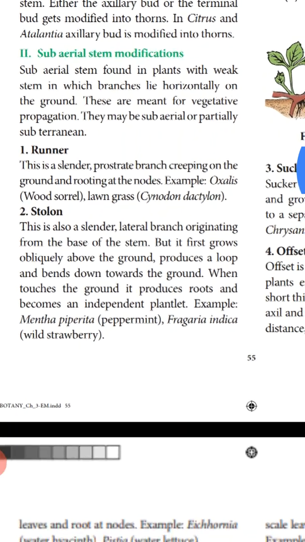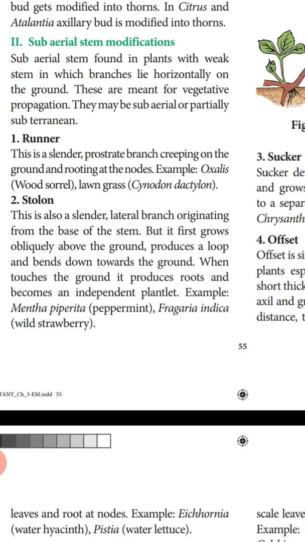Stolons are slender lateral branches originating from the base of the stem, but the stem first grows obliquely above the ground, produces a loop and bends down towards the ground. When it touches the ground, it produces roots, and if it detaches from the parent plant, it can develop into a new plant. An example is Mentha piperita, the mint.